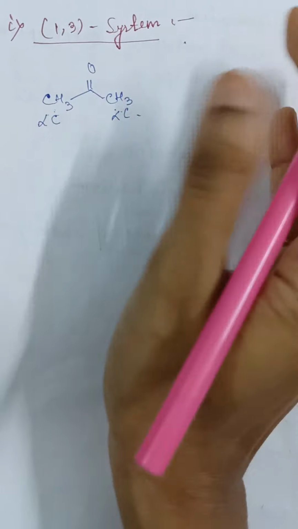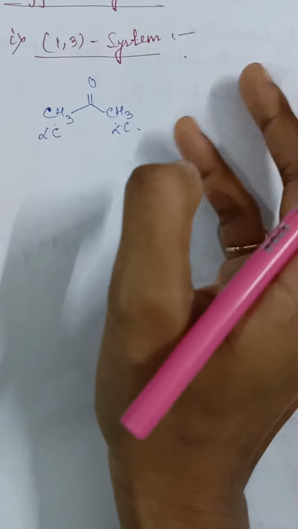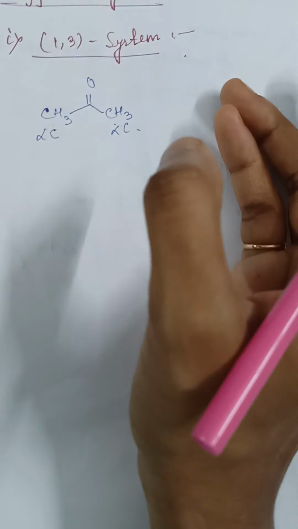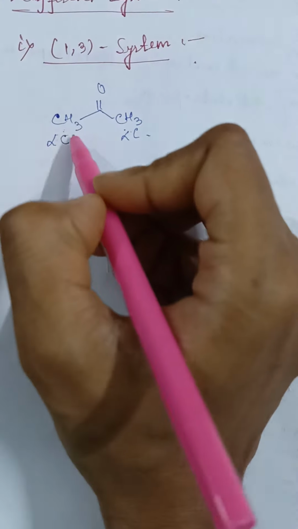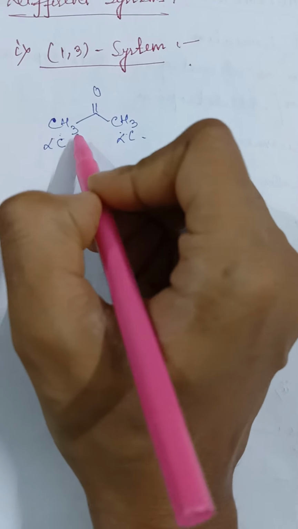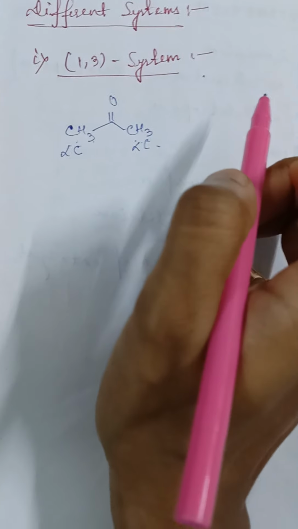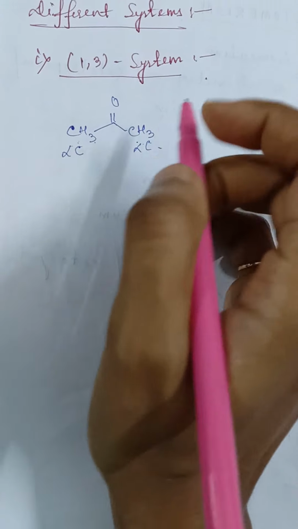You see, the first requirement is done. It has an alpha carbon. Now you have to find whether it has alpha hydrogen or not. This has 3 hydrogens and this also has 3 hydrogens. That means 6 alpha hydrogens. So it also has alpha hydrogen, so it will show tautomerism.